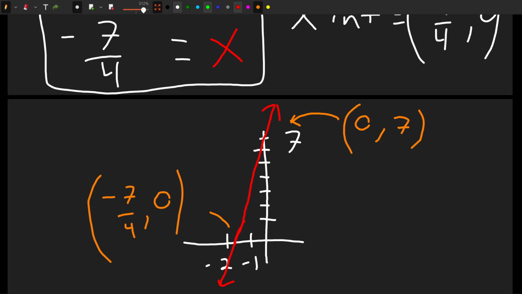It makes visualizing your graph very easy. Makes visualizing your line very easy, when you know the x and y intercepts. And then from there, if you wanted to, you can even extend it to figure out what the slope of the line is.